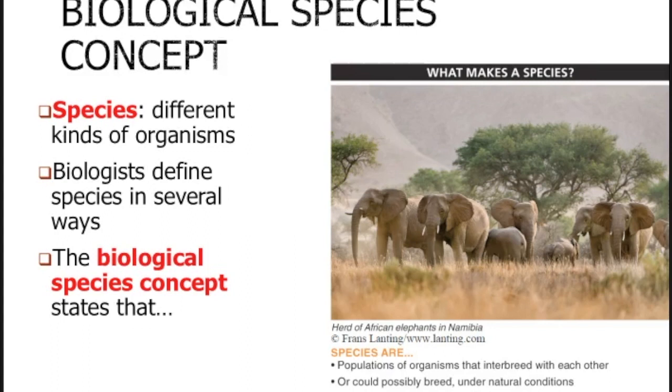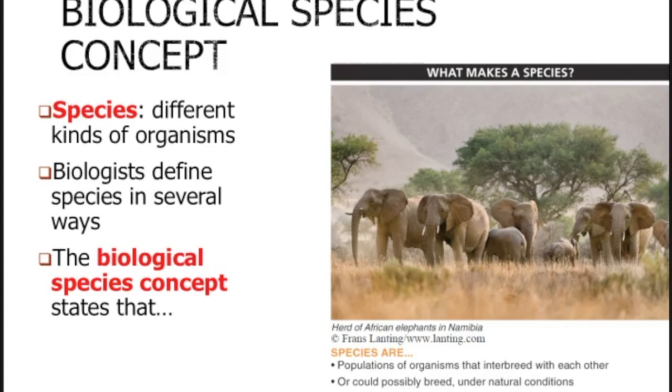We do know that species in and of itself has the definition of different kinds of organisms. They're just different kinds of organisms. But how do you figure out if they're the same kind or different kinds of organism? Actually, biologists have several different ways of defining species, and that's why we have to have this framework for it.